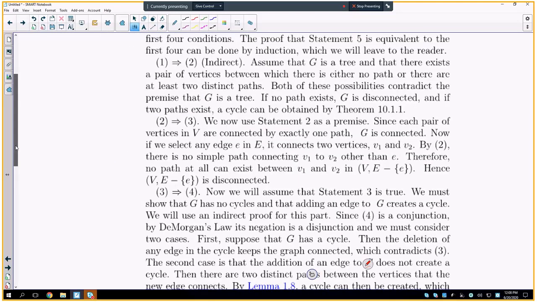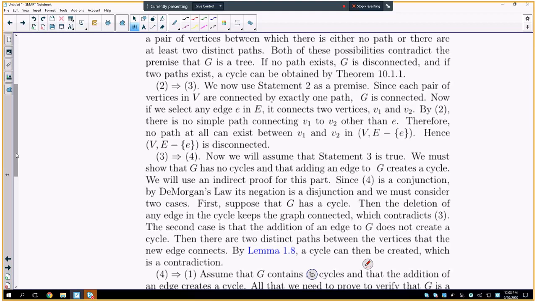And the proof goes this way. We now use statement 2 as our premise. Since each pair of vertices in V is connected by exactly one path, G is connected, because there is a connection between every 2 vertices. That is the very definition of a connected graph. So it is connected. Now if we select any edge E in E, it connects 2 vertices V1 and V2. And by 2, there is no simple path connecting V1 and V2 other than E. So think about any edge in your graph. There is an initial and a terminal vertex for this edge, and there cannot be any other edge connecting these 2 vertices. Otherwise, we have a cycle.